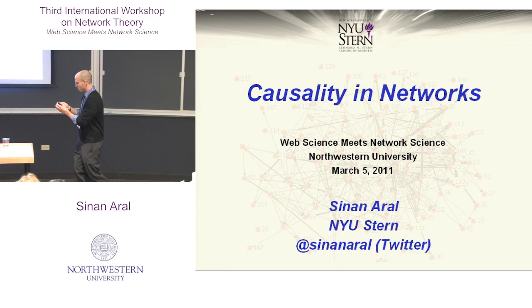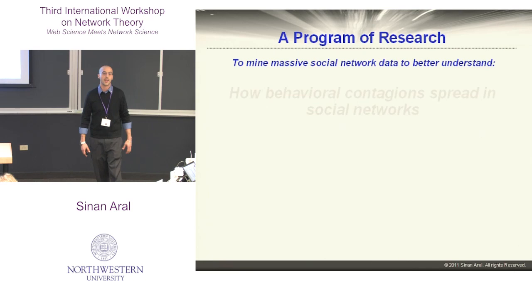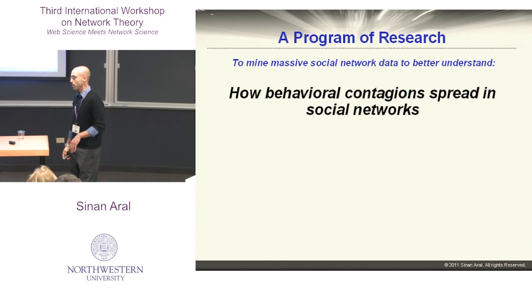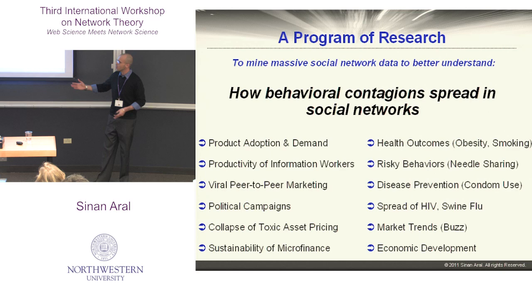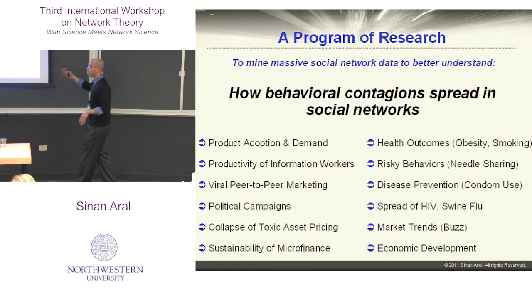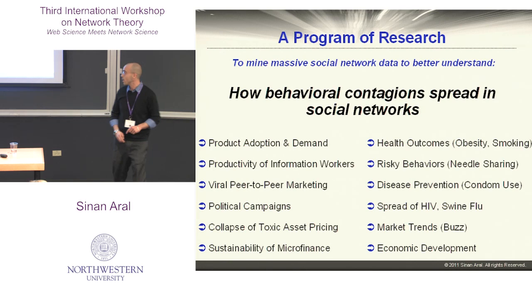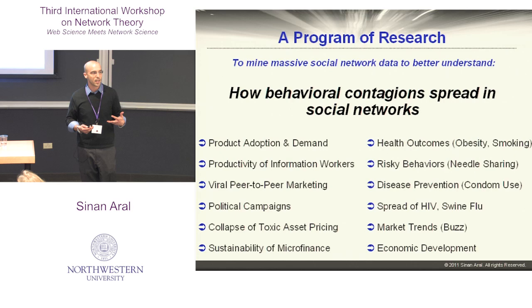So I basically focus on mining massive network data to understand how behavioral contagions spread in social networks, okay? And you can imagine that this is relevant for a number of topics, from product adoption to demand, productivity of information workers and viral marketing, but also things like the spread of disease, the spread of HIV, or even economic development, as Michael was talking about. And one of the key endeavors in researching this topic when you talk about contagion is really causality.